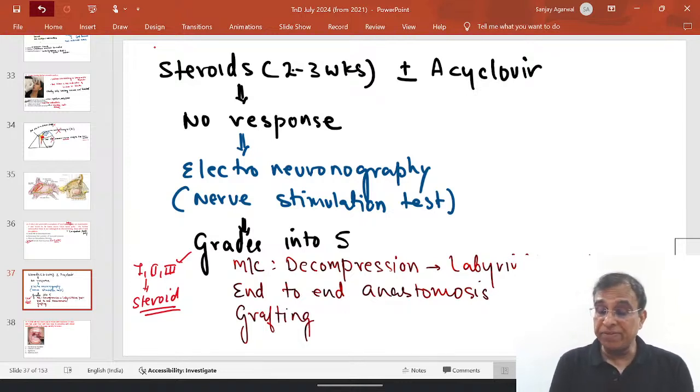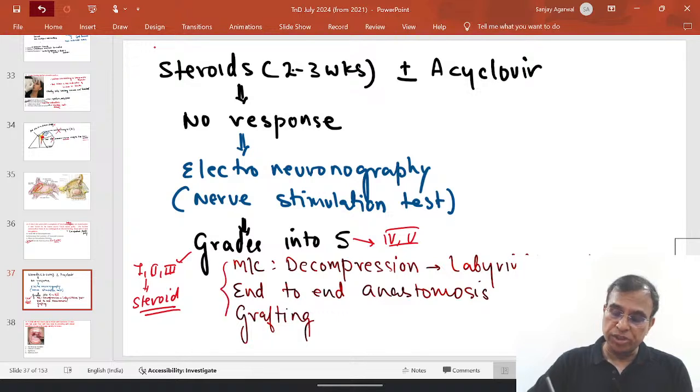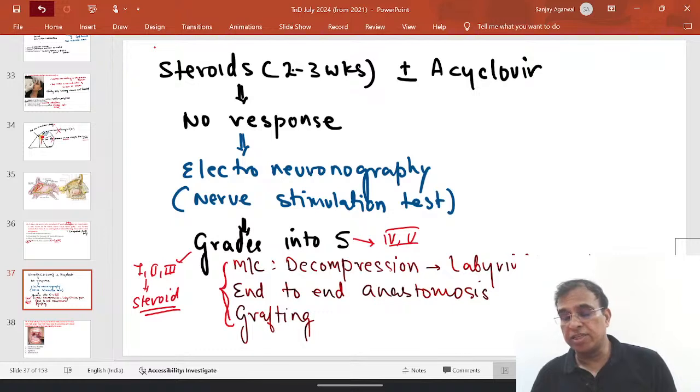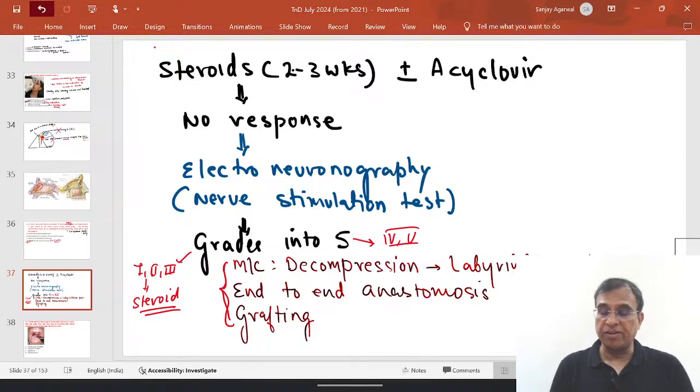But if it is grade 4 or 5, which is more severe, then we have to do one of the 3 surgeries. Surgery has to be done, and the names of the surgeries are given. We may have to do decompression of the facial nerve, which is most commonly done. Sometimes you have to do end-to-end anastomosis. Sometimes you have to place a graft there. Grafting has to be done, right?